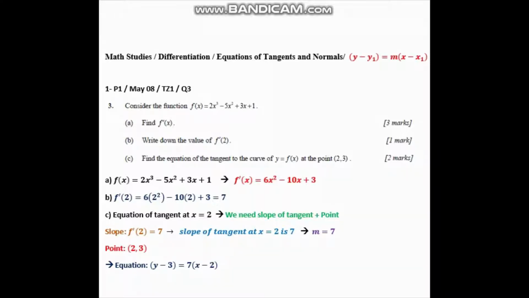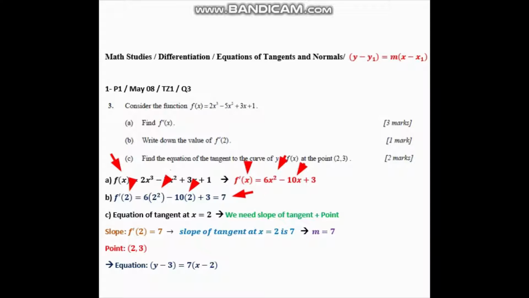So in question A, we are required to differentiate the given function f of x equals 2x cubed minus 5x squared plus 3x plus 1. This is pretty straightforward. In question B, we are required to write down the value of f dash of 2, and we simply do so by substituting this x in the equation we obtained in A with a 2, and similarly substituting every x in f dash of x with a 2 instead, and evaluating the answer. Hence we get f dash of 2 equals 7.